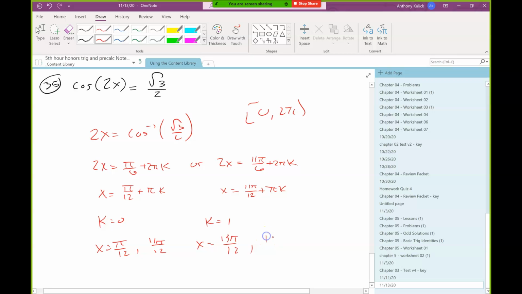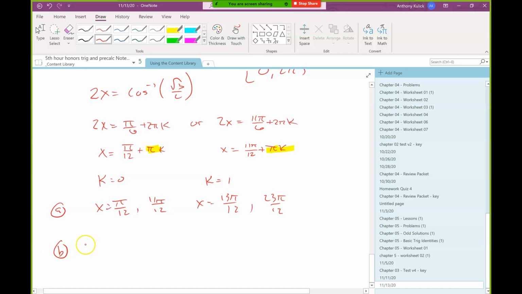And then I'll have 23 pi over 12. Again, still less than 2 pi. But if I did it again, everything would be too big, right? So keep in mind that I added pi each time instead of 2 pi there. And the reason I did that is because when I divided both sides by 2, it shrunk down that coterminal piece as well, right? So there's my answer for part A.